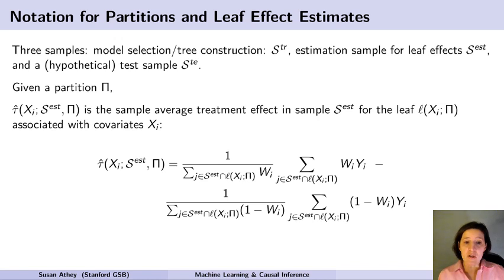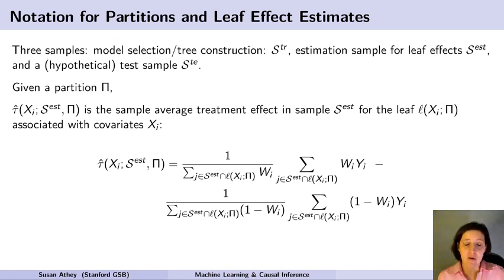So in order to describe how this works, we're going to use the notation capital pi to denote a partition, and we'll let tau hat of x be parameterized first by the estimation sample that's used to form the estimates of treatment effects, and pi the partition. And so we'll let tau hat of x, S^est, and pi be the sample average treatment effect in sample S^est, given the leaf that x_i is assigned to.